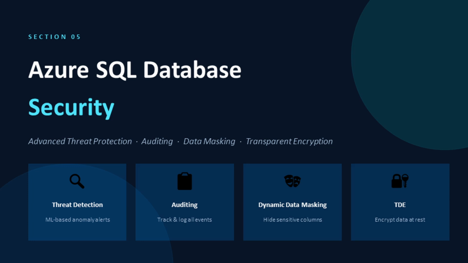And the fourth is transparent data encryption, or TDE, which encrypts all database files, backup files, and transaction logs at rest, protecting the physical data even if someone were to obtain the raw storage files. Let's look at each of these in turn.